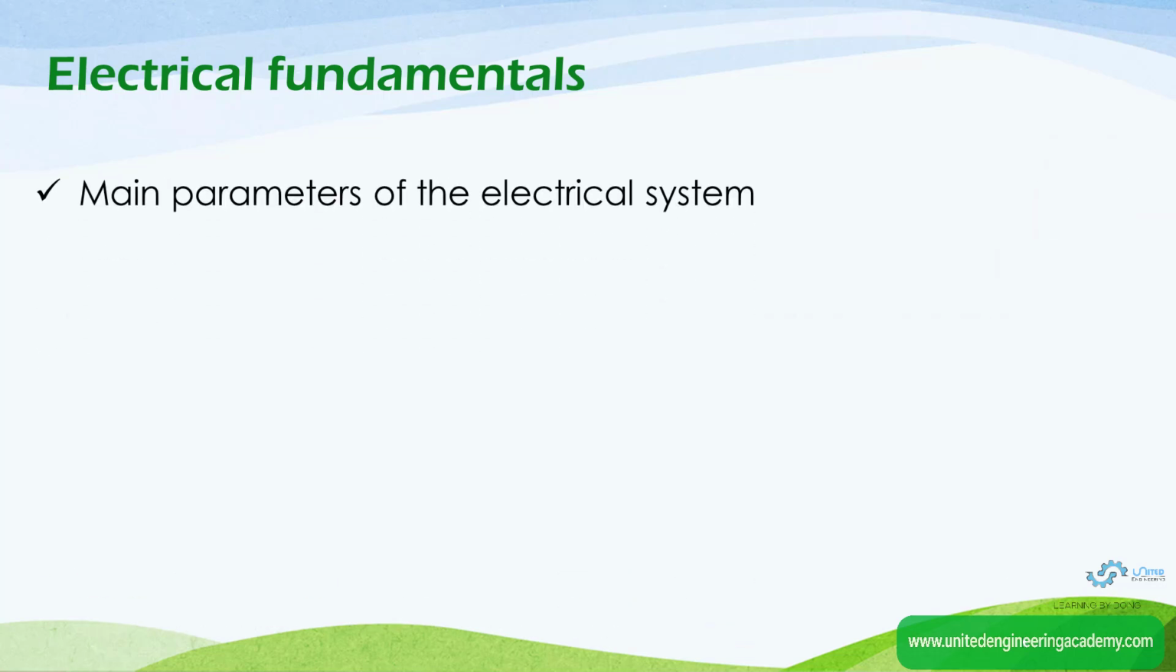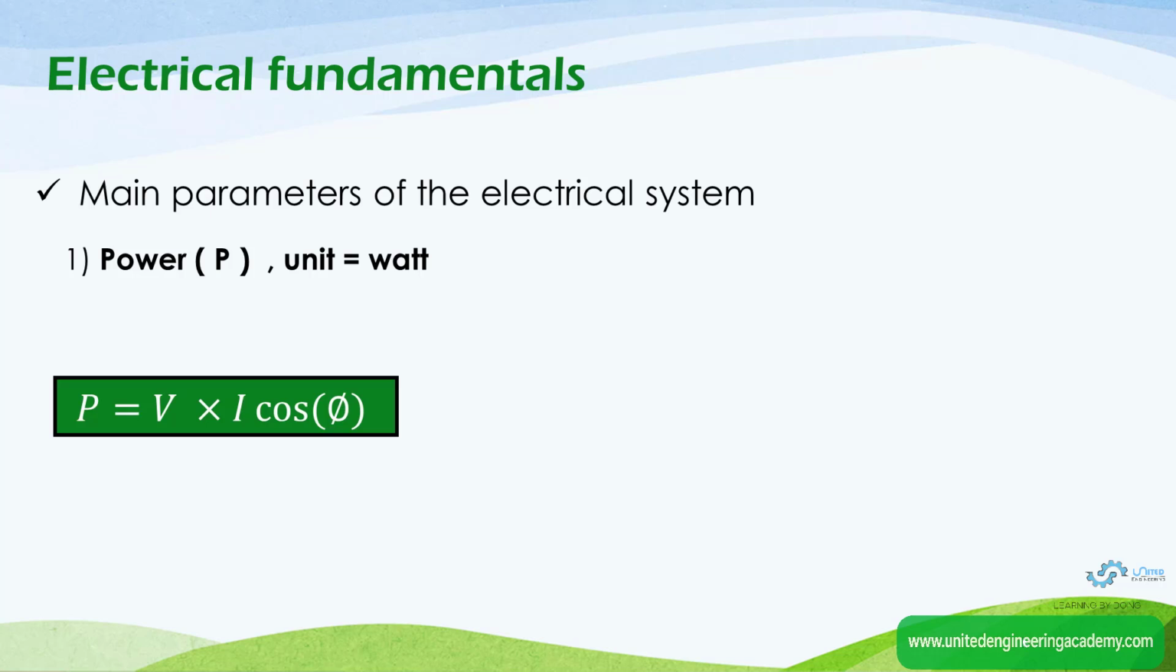Alright, now let's move to the main electrical system parameters. The first parameter that we will work on in the electrical world is the active power, and its unit is the watt. It is equal to the voltage times the current times the power factor if we are talking about AC power. The physical meaning of power is that it's the electrical energy that an electrical equipment can consume or produce at a specific time.